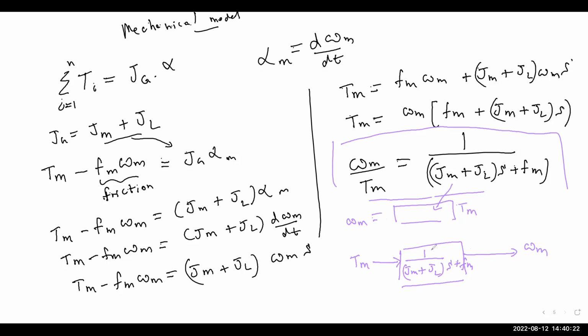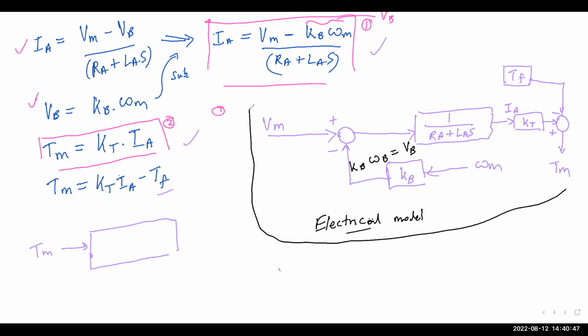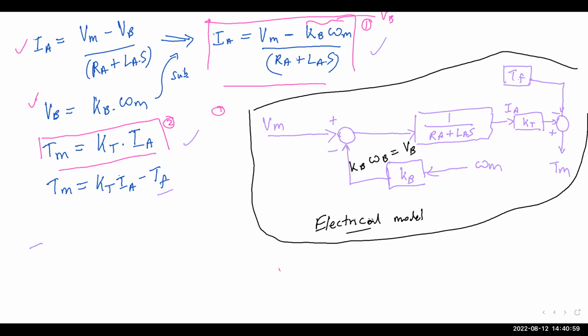So now we have the electrical model and we have the mechanical model. If I go back to the electrical model, we have this. So what was the mechanical model? It was Tm times this. I will try to avoid confusion here, so it is better if I use another color. I write this in red, the mechanical model.